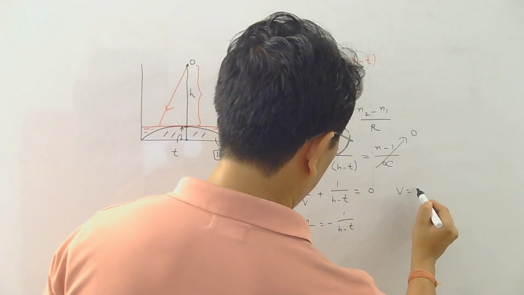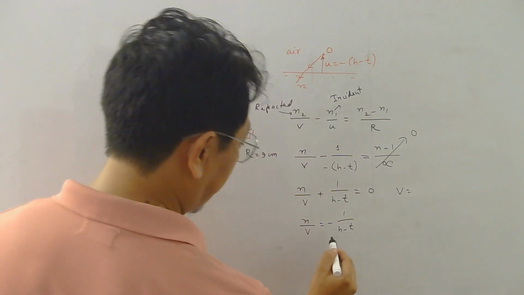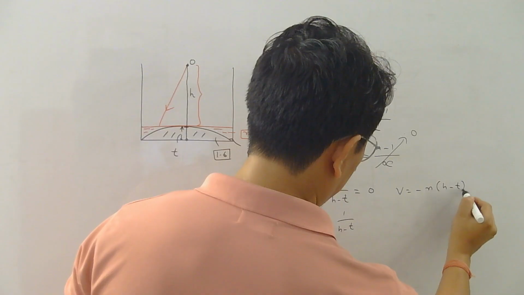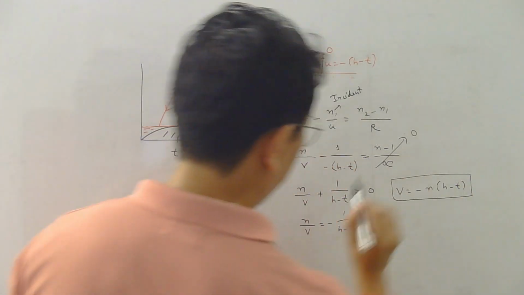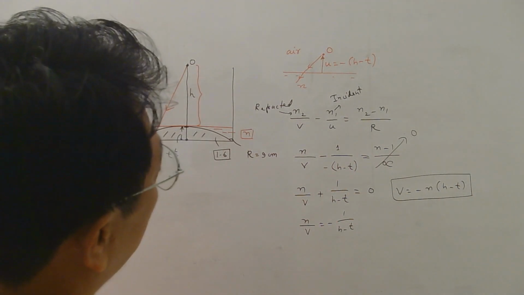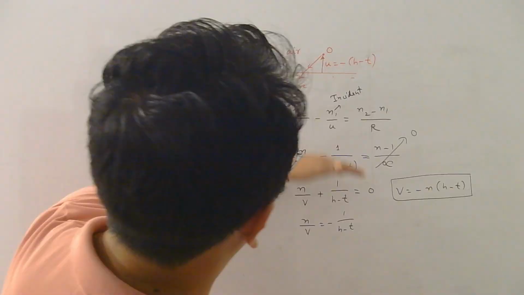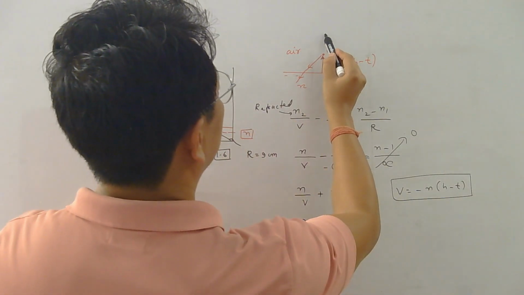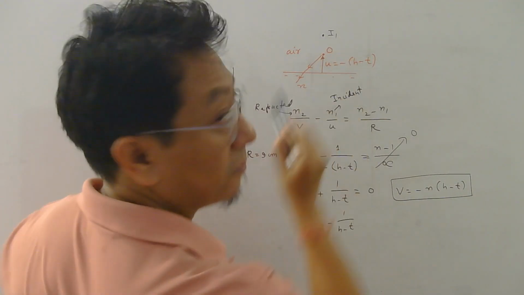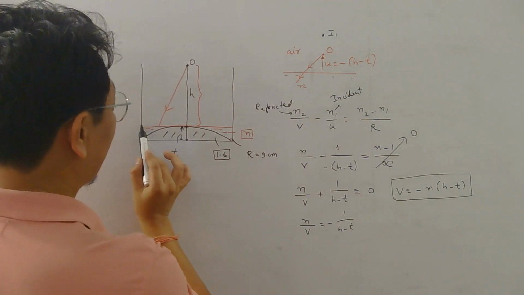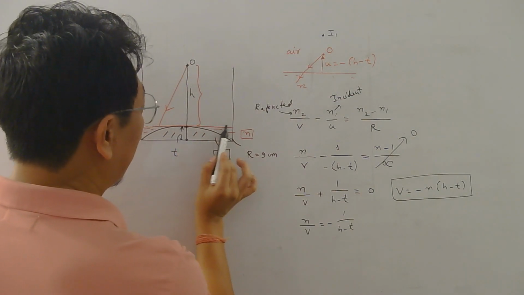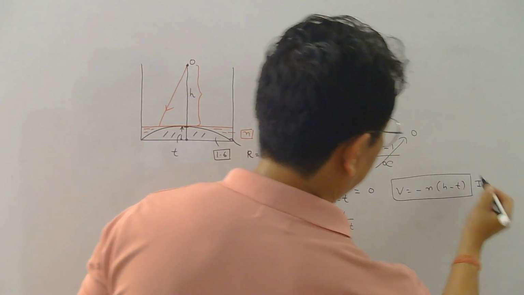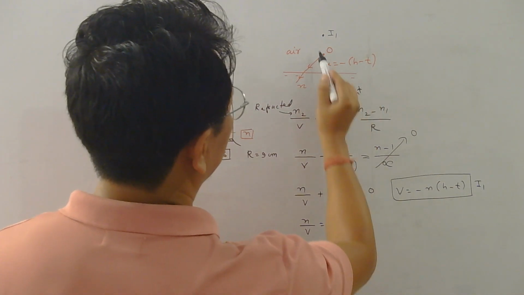So v will be what? Cross multiply: minus n times h minus t. Okay. What does minus sign mean? It means that the image will be this side, right? Opposite to incident ray. So let's say this is the first image created by refraction through the plane surface of the liquid. So this is the first image whose distance from this is this V.